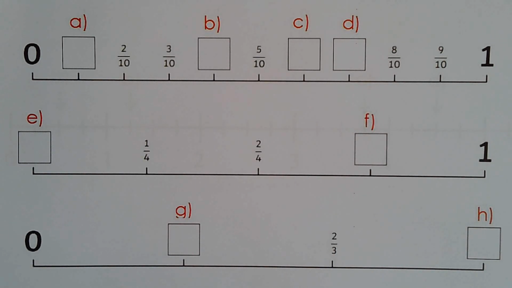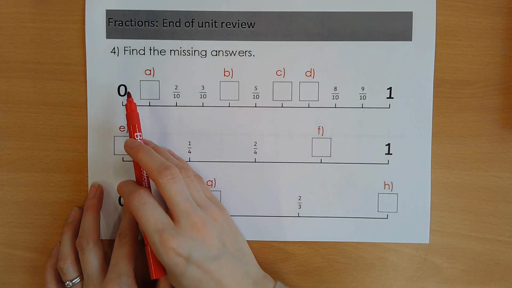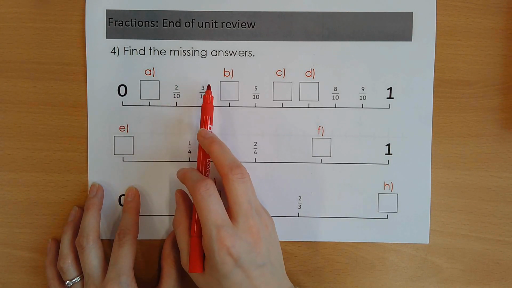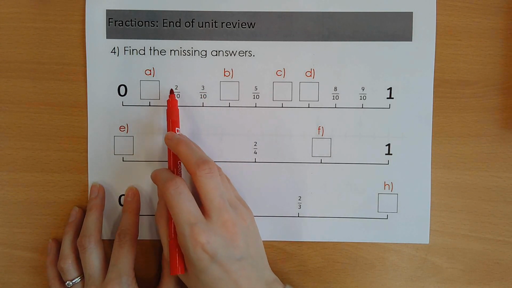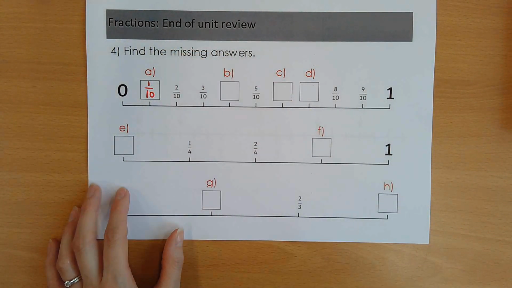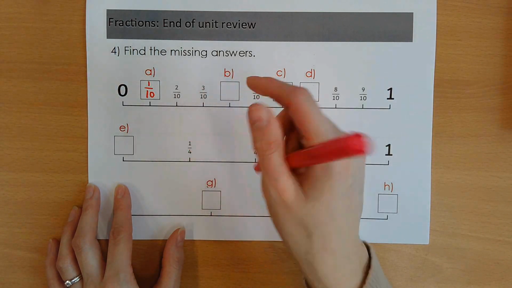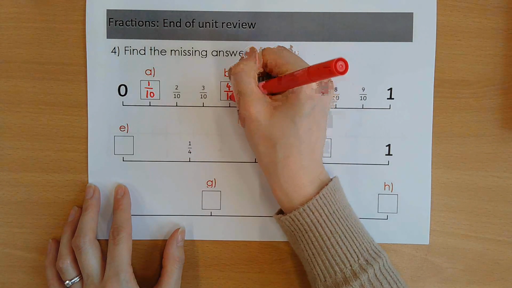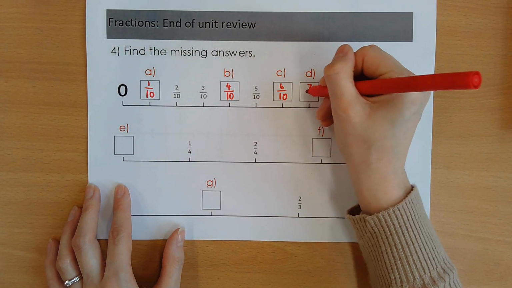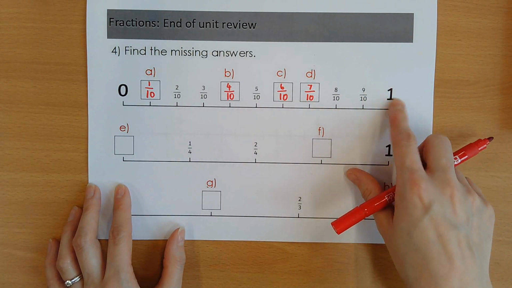Okay, so let's have a look at the first one together. So I have 0, and if I look at the next one, it's going up in tenths. 2/10, 3/10, and so on. So I know that one must be 1/10 that is missing there. In the next one, it's going up 3/10, something, 5/10, so I know that one's going to be 4/10, 5/10, 6/10, 7/10, 8/10, 9/10, 10/10, or 1 whole.